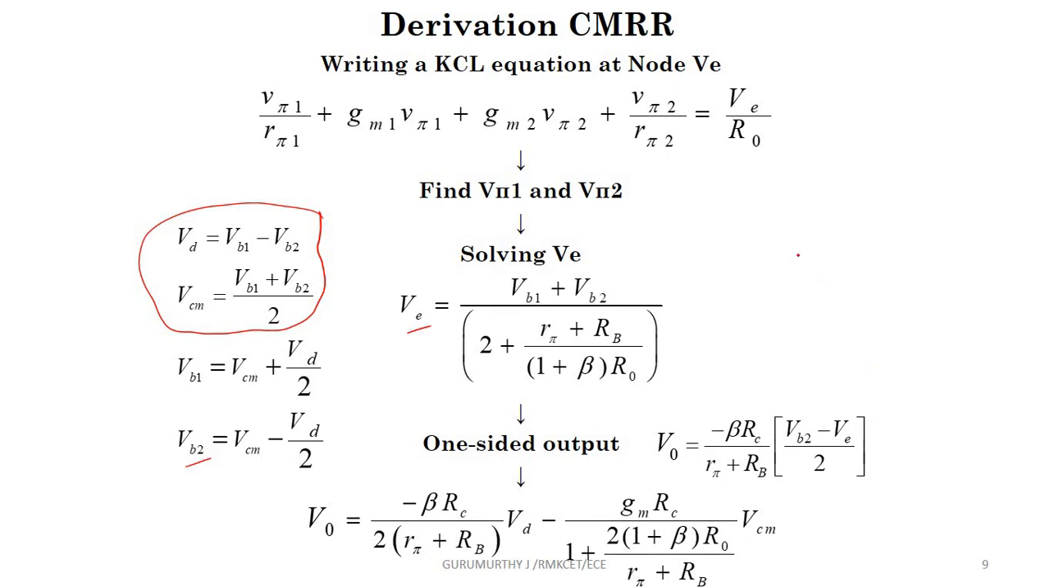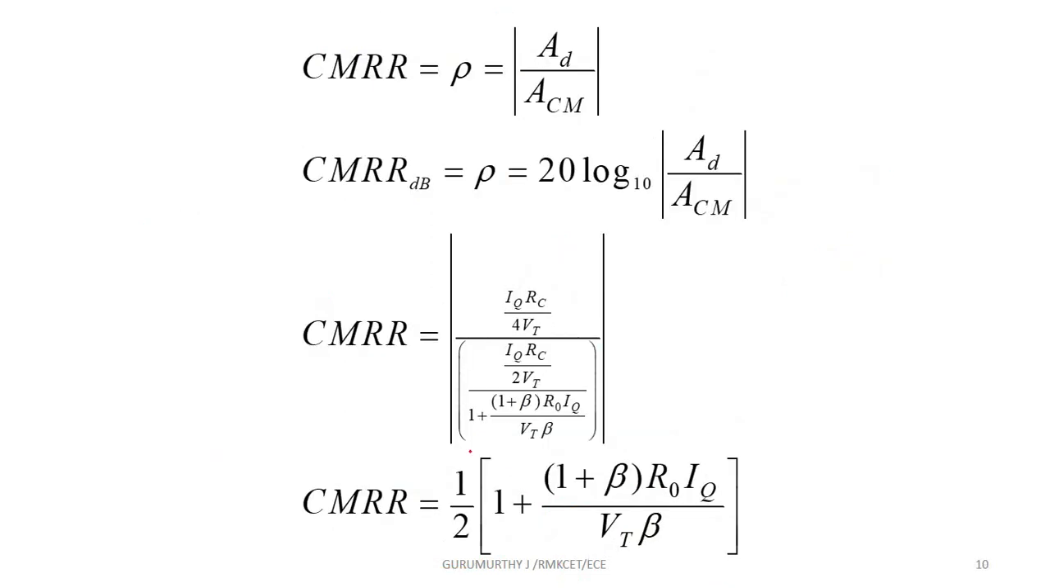So what is AD? AD is nothing but V0 by VD. So if that is the case, this part is going to be your differential mode gain, and this part is nothing but your common mode gain. So you have derived the CMRR, which is AD by ACM. So the end result is CMRR is 1 by 2 into (1 plus beta R0 I0 over VT by beta). So for a good differential amplifier, the CMRR should be much higher.